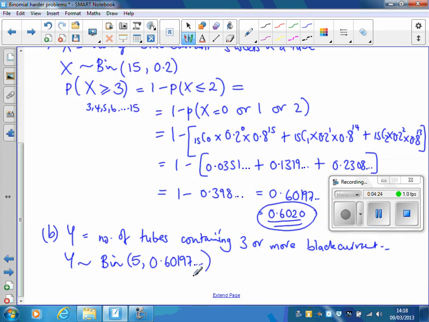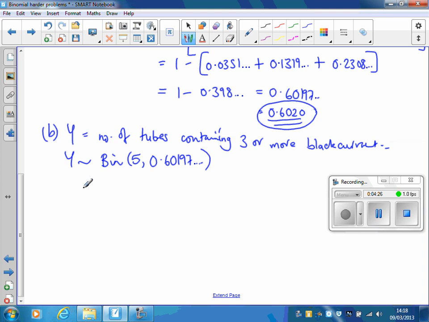So the question now says, find the probability that at least 4 of the tubes contain 3 or more. So what we actually want, if y is the number of tubes containing 3 or more blackcurrant sweets, is the probability that y is greater than or equal to 4. Now, n is only actually 5 here, so greater than or equal to 4 means the probability that y is equal to 4 or 5. So there aren't too many probabilities to work out there.